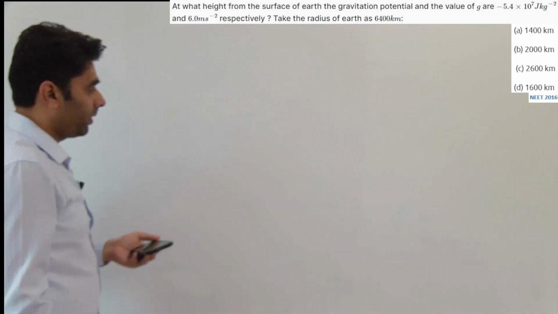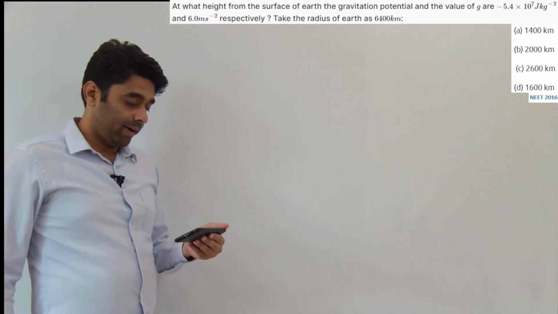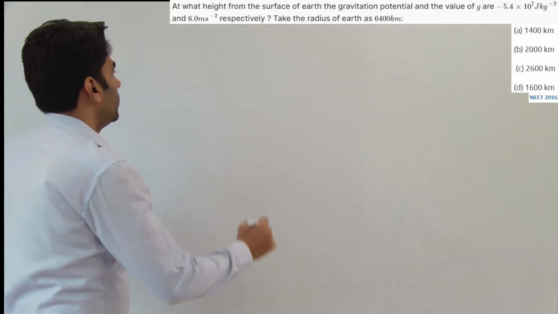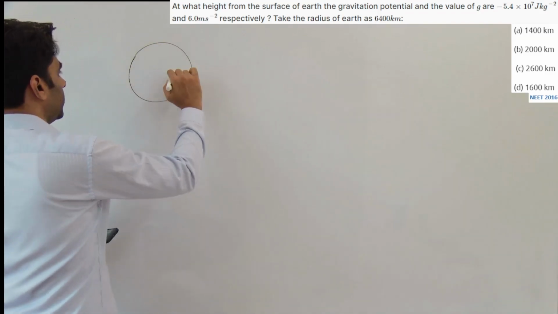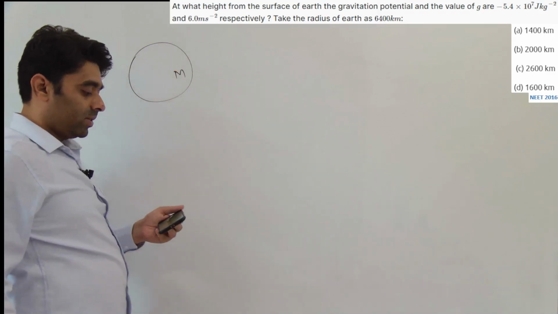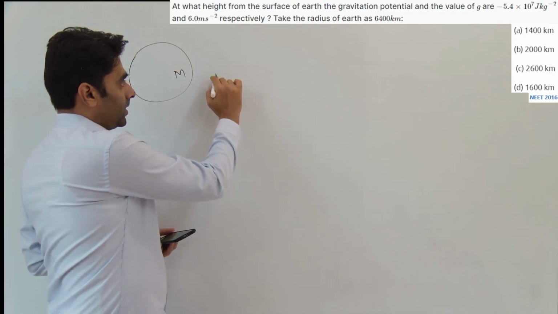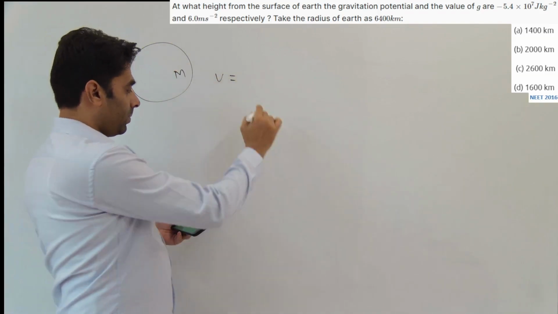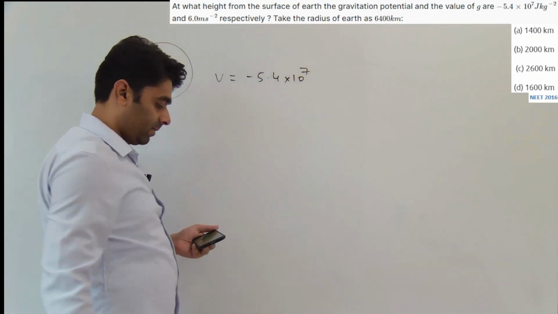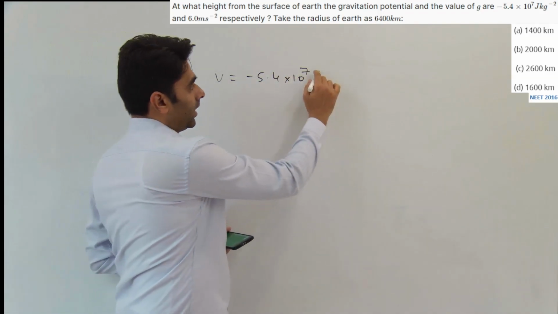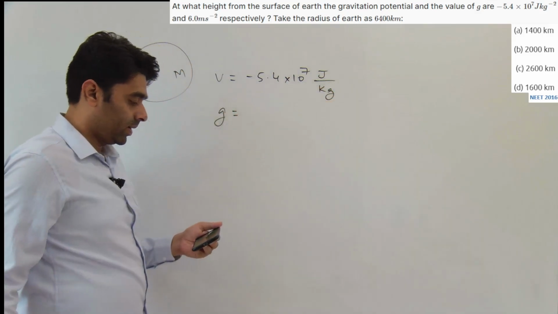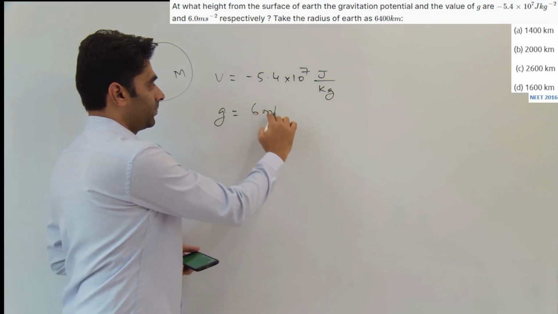So our question says, at what height from the surface of Earth are the gravitational potential and the value of g given? Let's consider Earth. Let's say mass is capital M. The value of gravitational potential, what is gravitational potential? V is given as minus 5.4 into 10 power 7 joule per kg. And small g value is given as 6 meter per second square.